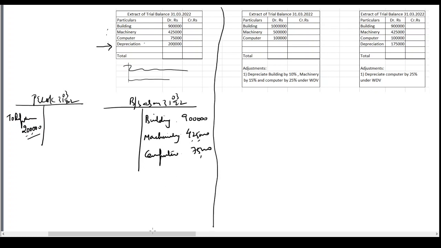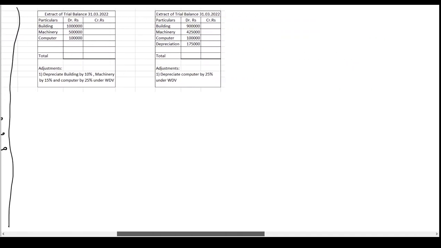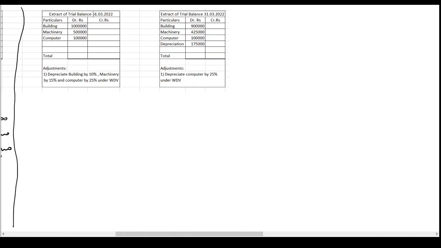Now let us take the next situation. What is the second situation now? You are given extract of a trial balance on 31st March 22. Building, not 9 lakh, it is 10 lakh rupees. Machinery 5 lakh rupees. Computer 1 lakh rupees. There are some adjustments which are requested. So either the auditor or you yourself have found some errors. We want to make some adjustments while preparing the final accounts.